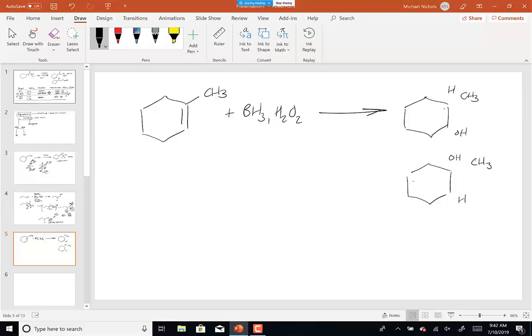And how am I adding the H and the OH? I'm adding them 100% cis. So what that means is, it doesn't matter whether I use a bold or a dashed wedge, the H and the OH have to go on here with the same wedge. So I'm going to use a bold wedge here. If you want to be different, you can add a dashed wedge. It doesn't matter, as long as the H and the OH that I just added are 100% cis.